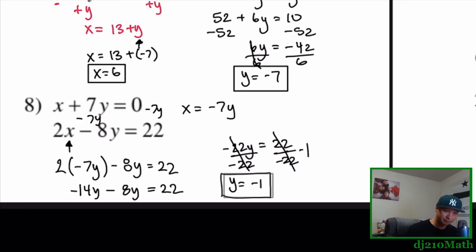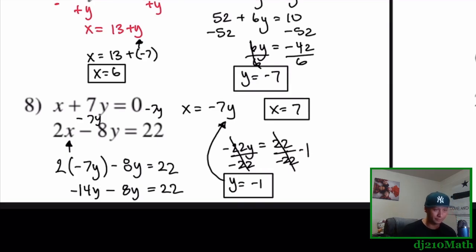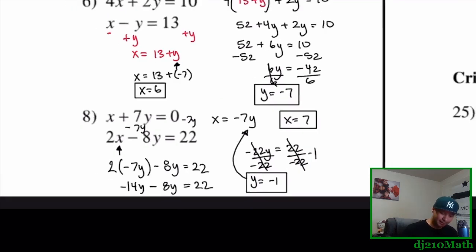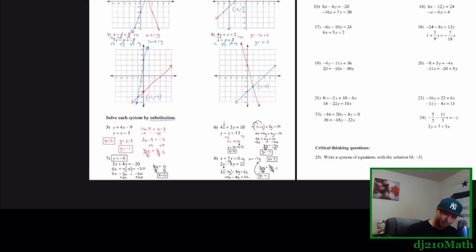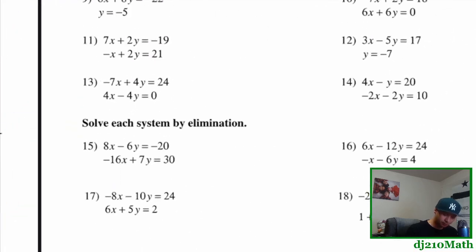So there's a piece of the puzzle. Plug that in to here. We're going to get x is equal to positive 7. Right, we plugged in negative 1. Negative and negative is a positive. Again, if I make a mistake, comment out in the comments. It's pretty late.